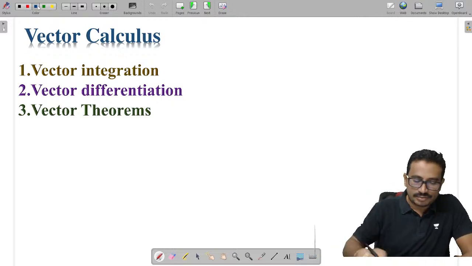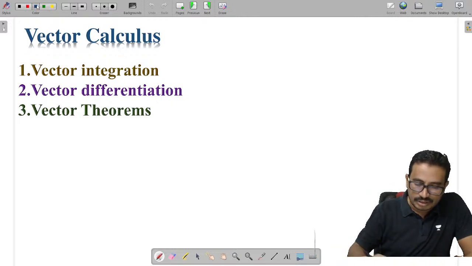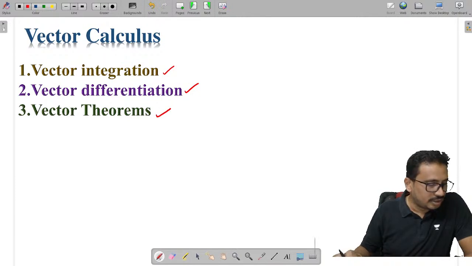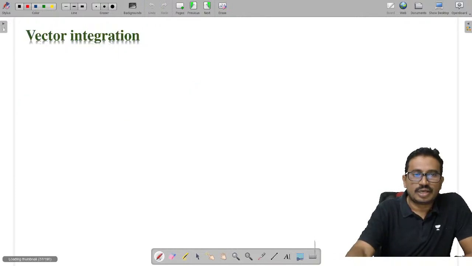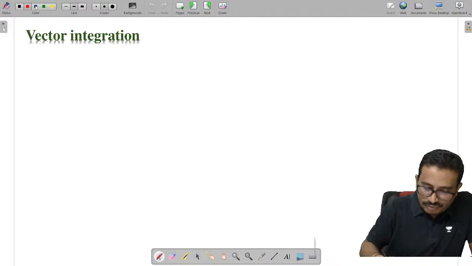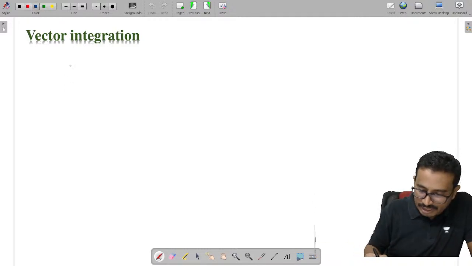Vector calculus. And in vector calculus, here we are going to discuss three topics. One is vector integration, vector differentiation and vector theorems. Three topics are important things. All of you look carefully here. Vector integrations. If A is the vector quantity we have taken, A is a vector quantity.